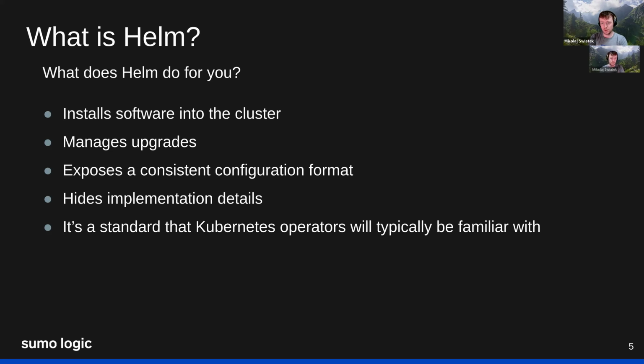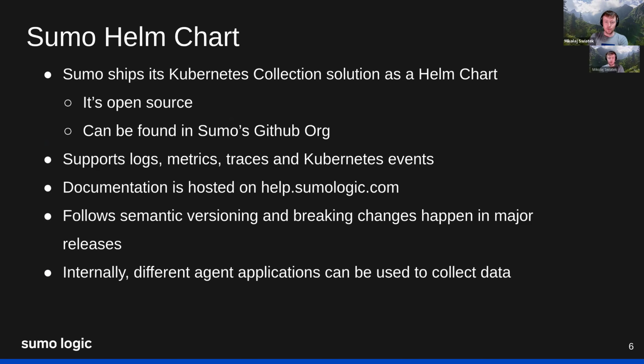If there's some software somebody is shipping, there is going to be a Helm chart for it if it's intended to be installed in Kubernetes. And also, we at Sumo ship our Kubernetes collection solution as a Helm chart, which is open source. You can go and read the code. It's in Sumo's GitHub org, and I believe it's one of the pinned projects.